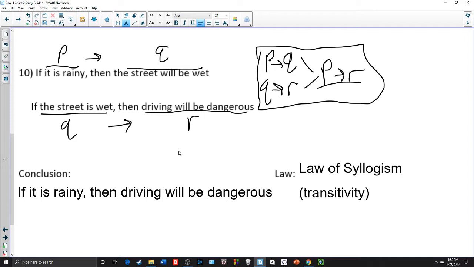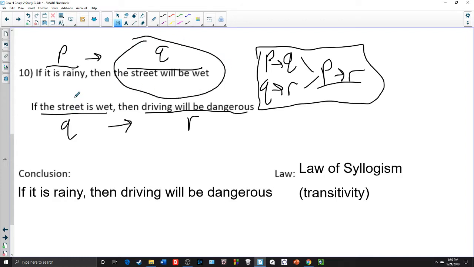So this would be, again, if you have two if statements, that's your clue that there has to be a law of transitivity or a law of syllogism. If this was not Q, if this was something else, like if it said, if it is rainy, then driving will be dangerous, or if driving is dangerous, then the street will be wet, or something like that, then we couldn't do anything. So this statement here and this statement here have to be the same in order for this law to work. If that's not true, then there is no link, and we can't draw that conclusion from it.